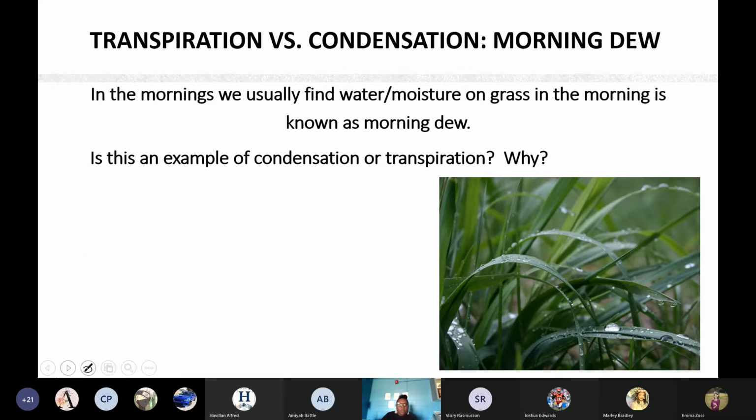Use orange this time. Well, actually, I'll use red. I'm not sure you guys will be able to see my orange.